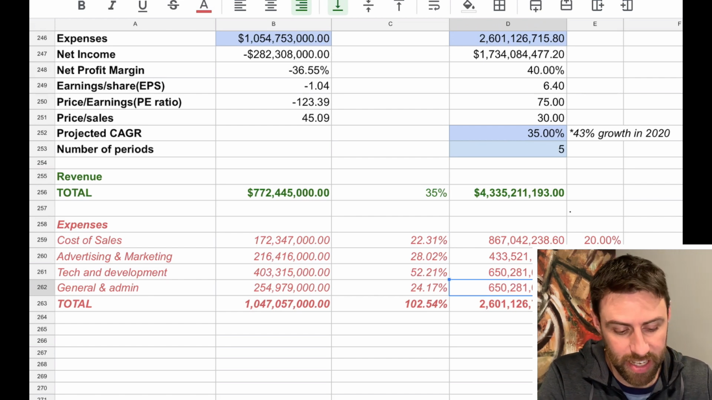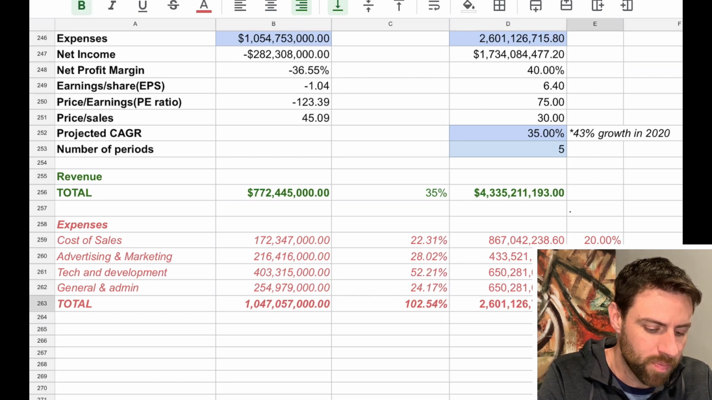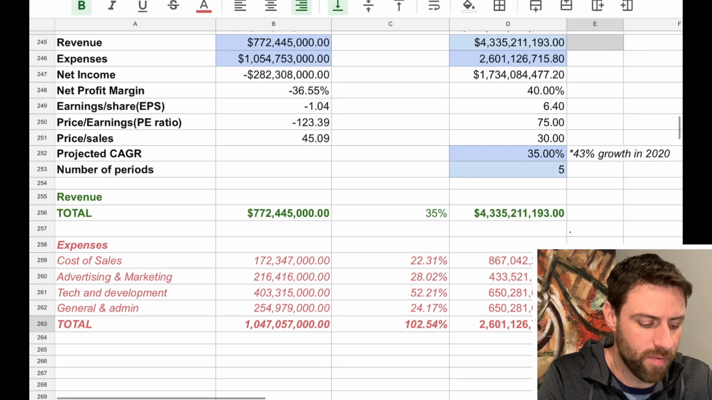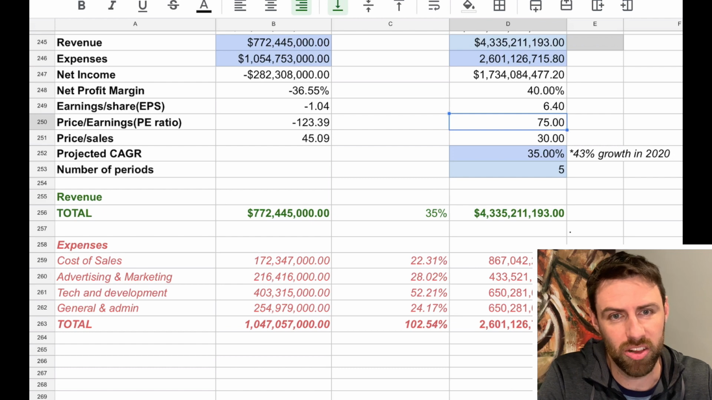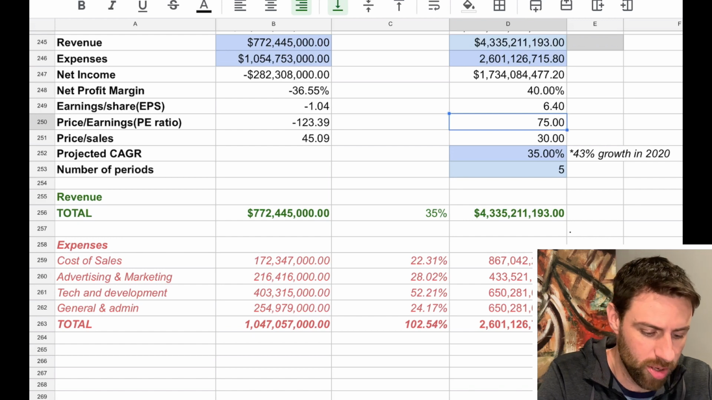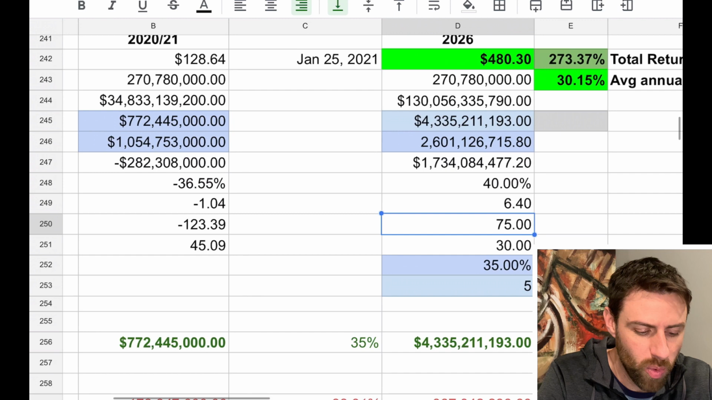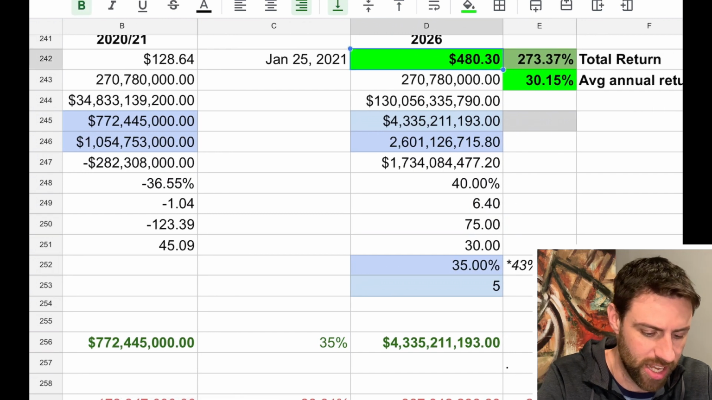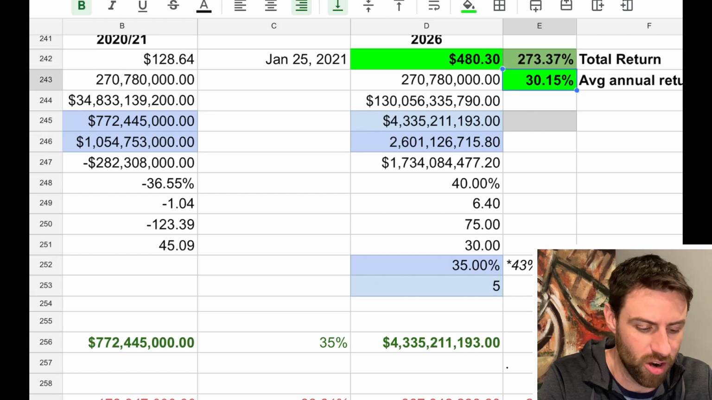So I have them at a 60% expense margin, and I've used a 75 PE. Again, this isn't a forward PE, but I think a 75 PE for a company that's growing at a clip of 35%, that is a software company, could be fairly reasonable. And that puts us at a share price of $480.30 a share in 2026, which is a 273% total return and just over a 30% annual return year over year.